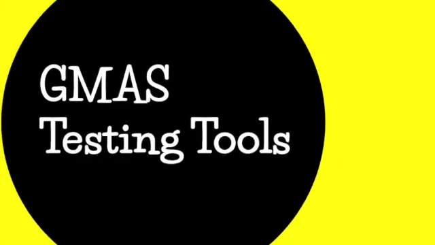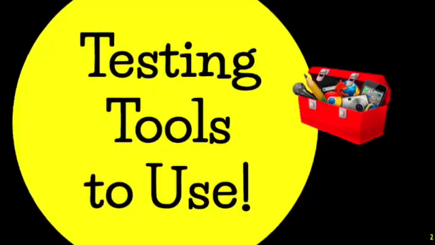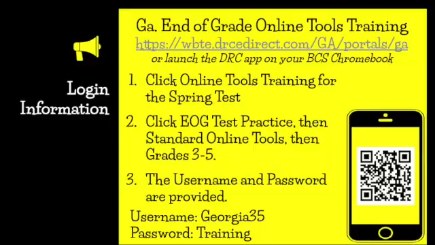Let's learn about GMAS testing tools. Testing tools to use. Let's log in. We're going to be using the Georgia End of Grade Online Tools Training. You can follow the link, or you can use the DRC app on your Chromebooks, or you can use the QR code. Our first step, click Online Tools Training for the spring test.